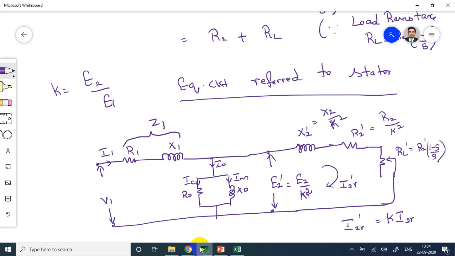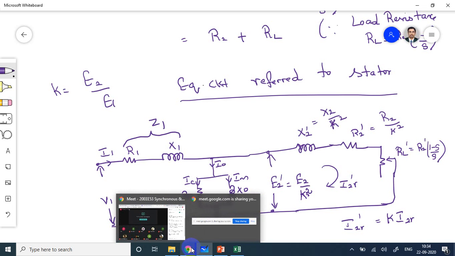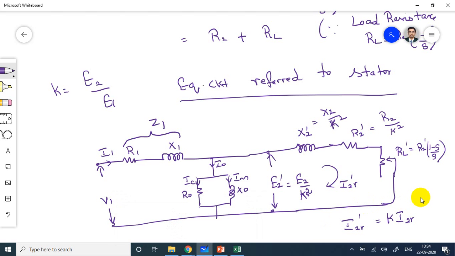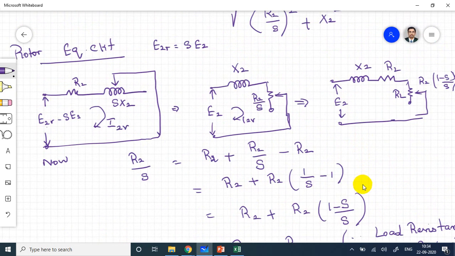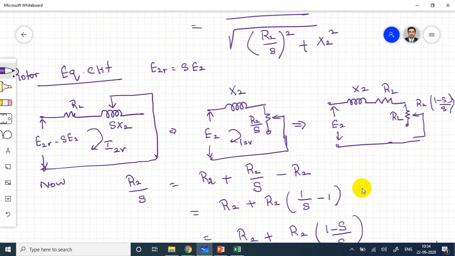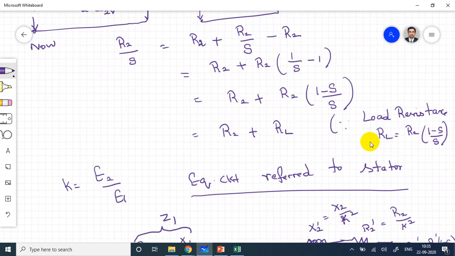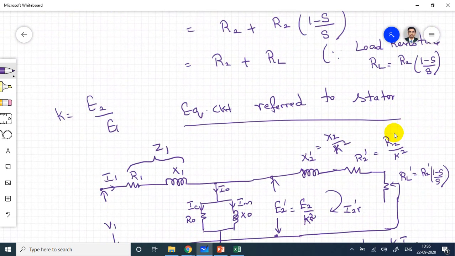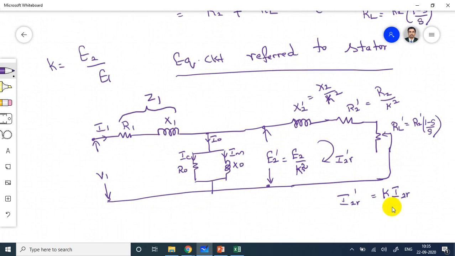Any doubts in this equivalent circuit? Krishma? Shushma? Shushant? No, sir. Okay.